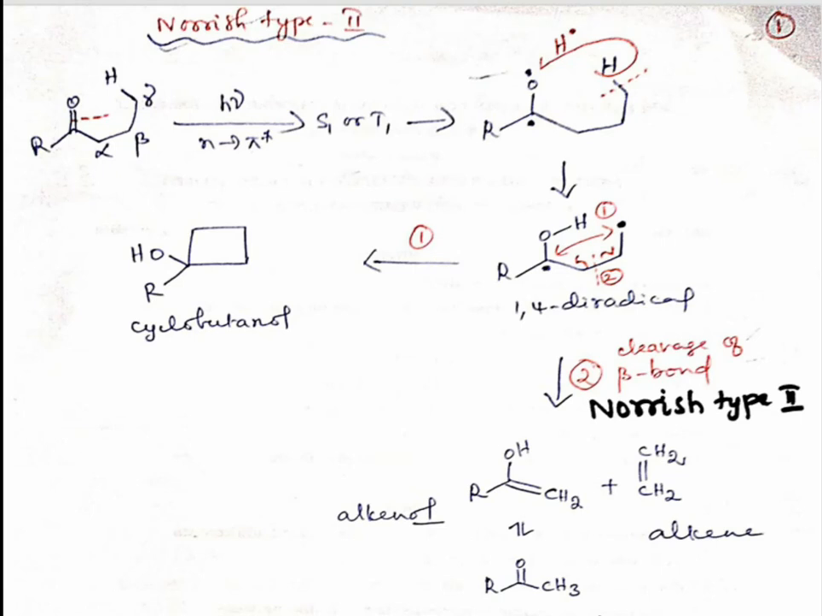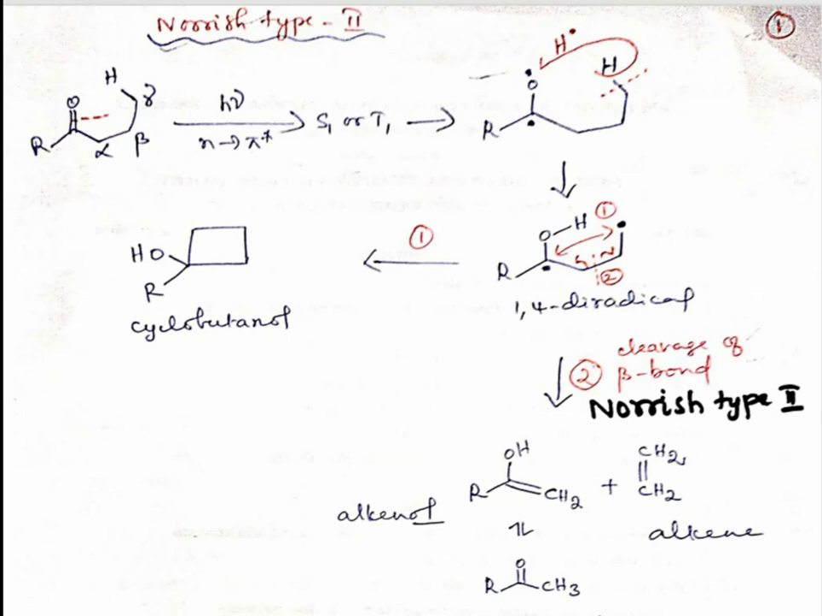Ketones that possess gamma hydrogen, in presence of light, undergo n to pi star transition to the singlet or triplet state. It forms a biradical first, that is, homolytic cleavage of the C=O bond takes place in presence of light in the singlet or triplet excited state, and there will be a formation of biradical. Then there will be a transfer of gamma hydrogen from gamma carbon to oxygen radical, and a formation of 1,4 biradical.